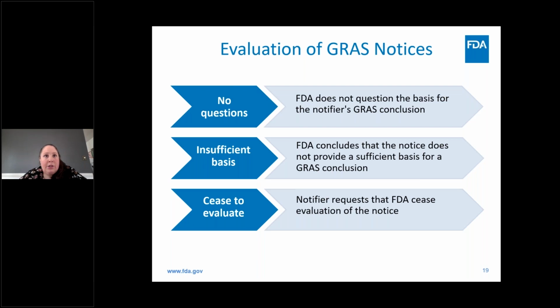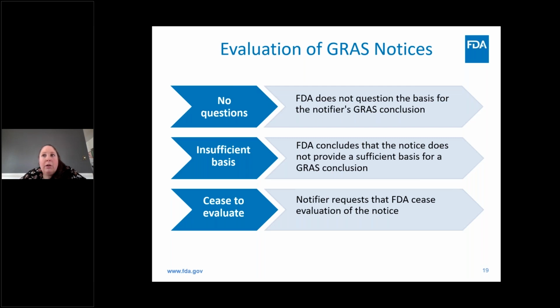So in the food additive petition, the final result is a regulation for the petition substance in accordance with its intended uses. In contrast, in the GRAS notification program, we don't have a regulation, and instead the notifier will receive a letter. There are three different types of letters that they could receive. The first and the desired result is what we call a no questions letter, where the FDA does not question the notifier's GRAS conclusion. And most notifications go this route.